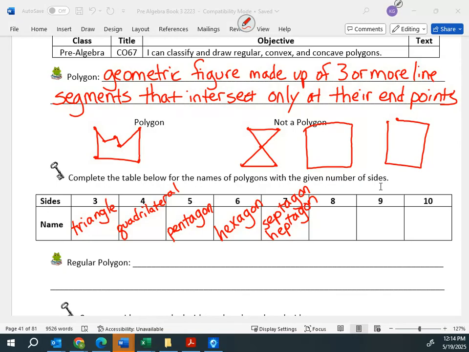For Mr. Schultz, he always goes with the heptagon, but it's good for you to know that septagon is also 7. What about an 8-sided figure? Our stop signs. Octagon. What about 9-sided figure? Any guesses? David? Nonagon? It is a nonagon. What about 10-sided? Fallon? Decagon.